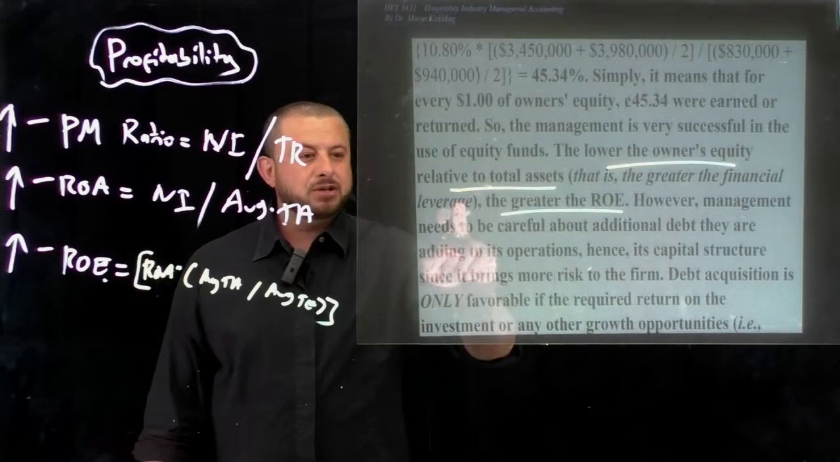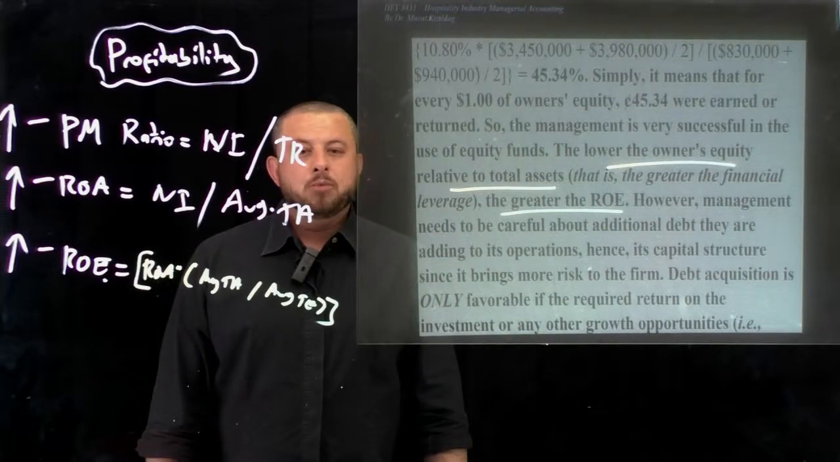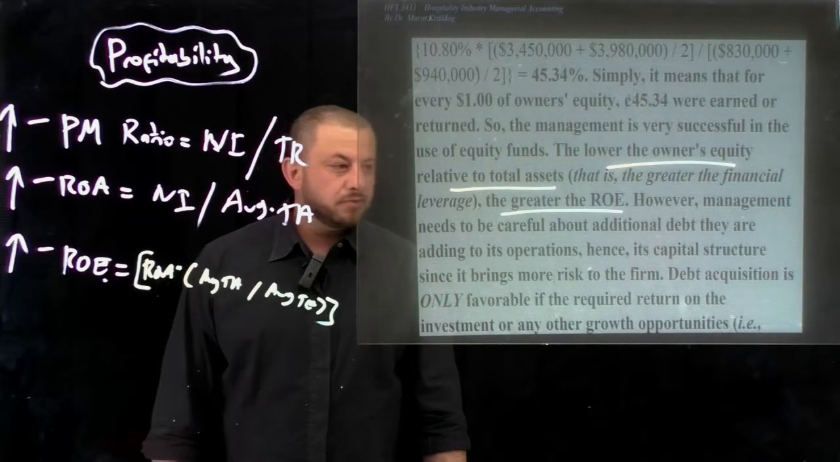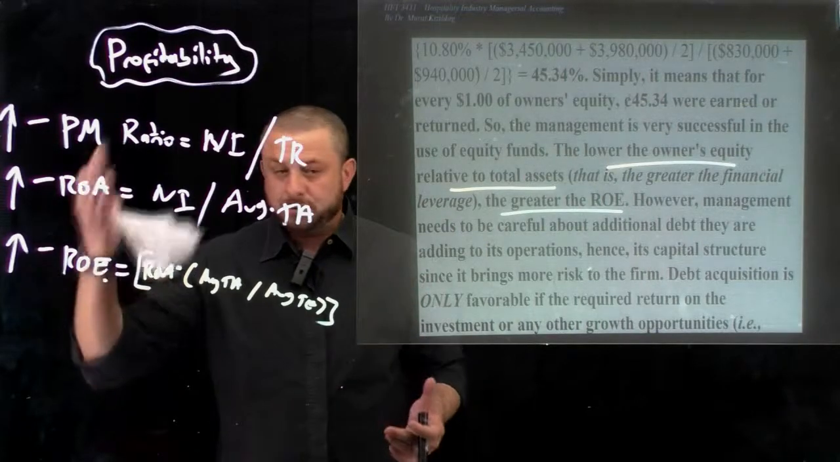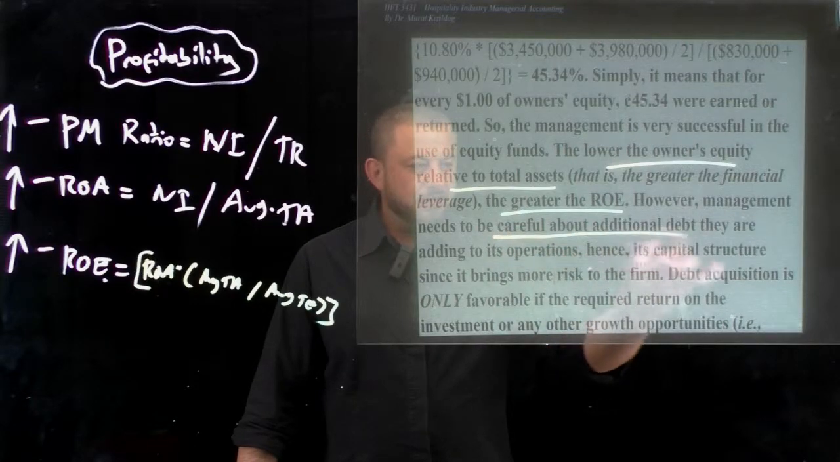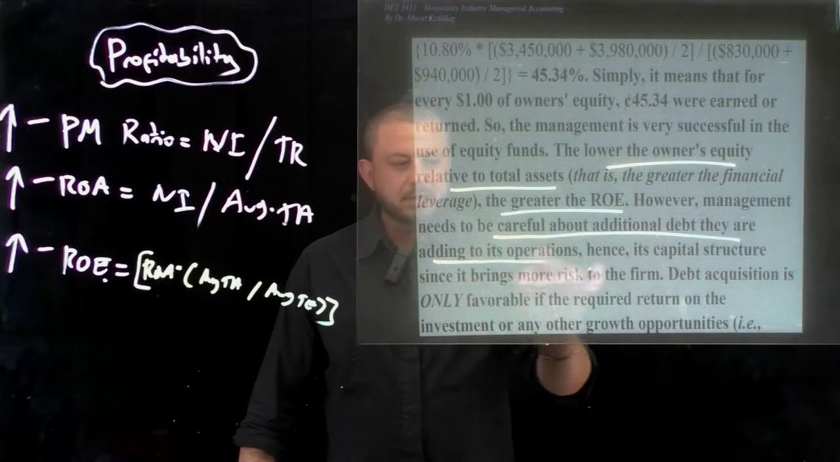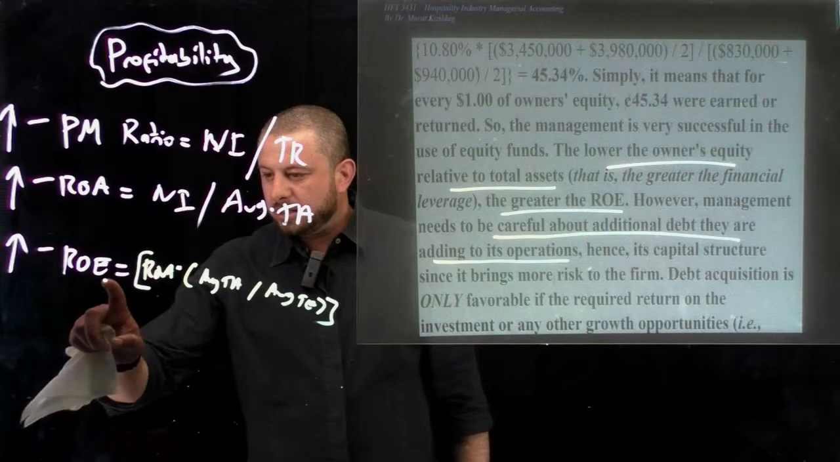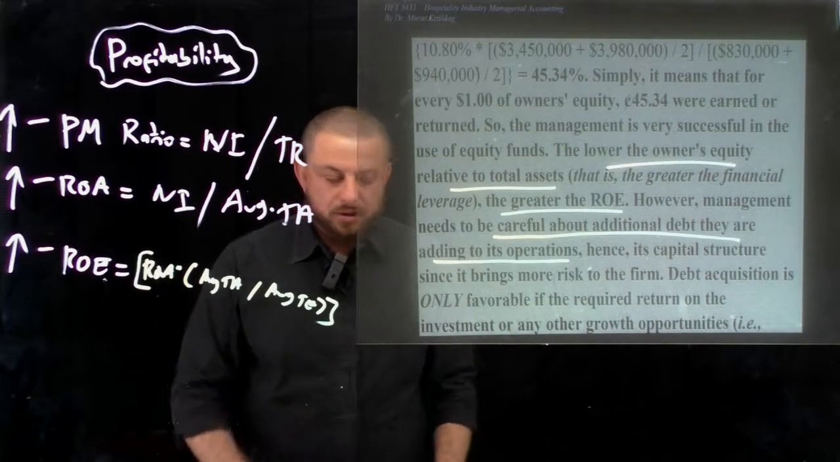This is the greater financial leverage, the greater the ROE, but sometimes it might backfire as well because of the financial risk. Therefore, balancing it out, you don't want too much. Balancing it out is important. That's why they need to be careful about debt usage, adding additional debt to their operations, because of the ROE and lower ROE, lower retained earnings issues.